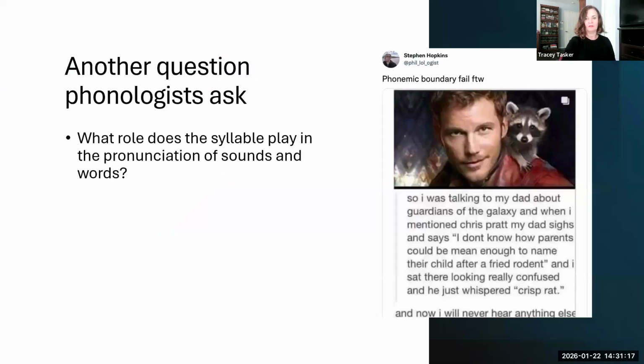stress. Okay, so this little post here is talking about how if we put the stress on the wrong syllables, it's going to change the meaning of what we're trying to convey. So I'm just going to read it out loud. So I was talking to my dad about Guardians of the Galaxy, and when I mentioned Chris Pratt, my dad sighs and says, I don't know how parents could be mean enough to name their child after a fried rodent. And I sat there looking really confused, and then he whispered, crisp rat. So as you could see, if you don't put the stress on the right syllables, it can change what you're trying to say.